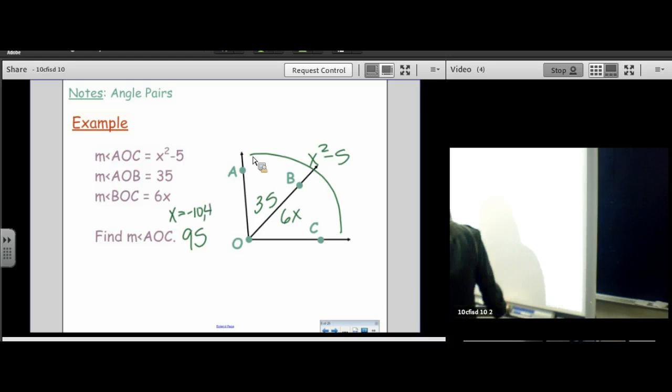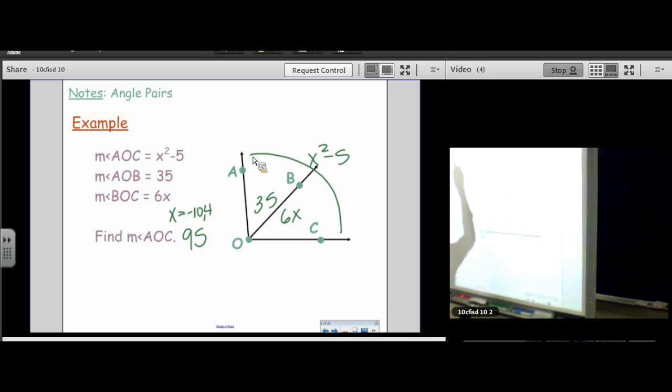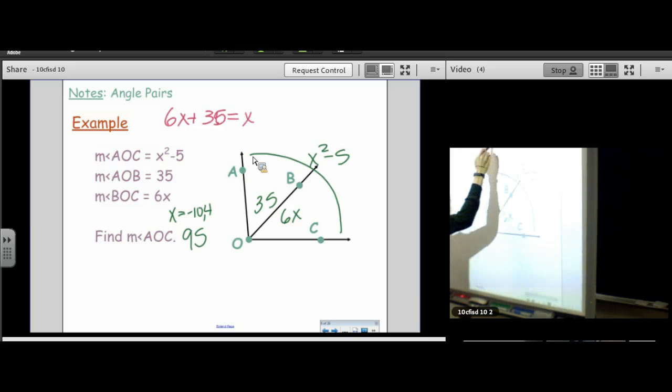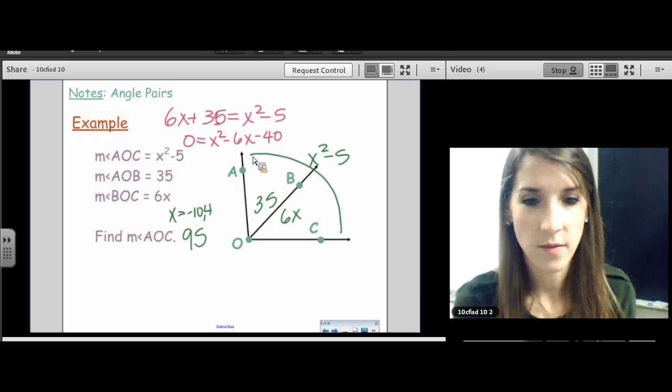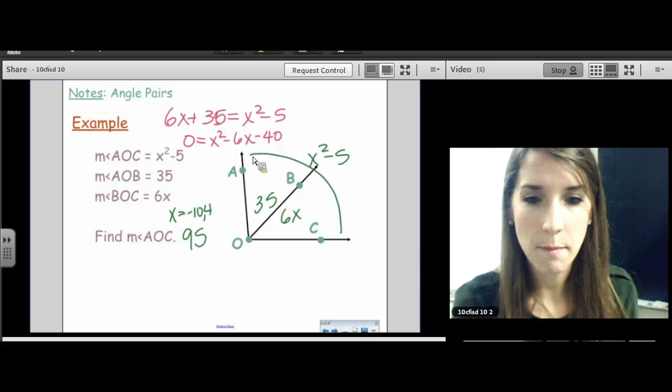All right, let's set it up. Part plus part equals whole. So we've got 6x plus 35 equals x squared minus 5. We know in a factoring problem you have to set it equal to 0. So we're going to bring everything over to the right. We're going to say 0 equals x squared minus 6x minus 40. Did we all at least get that far? X squared minus 6x minus 40.